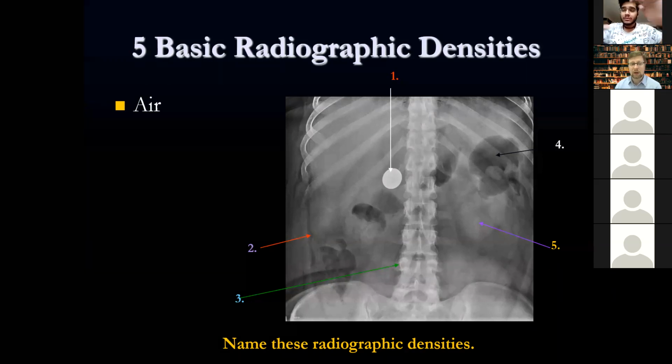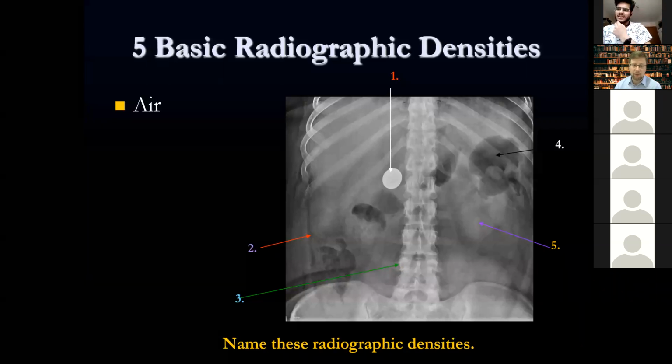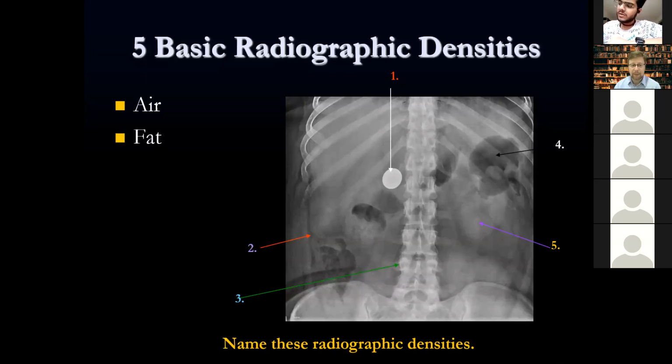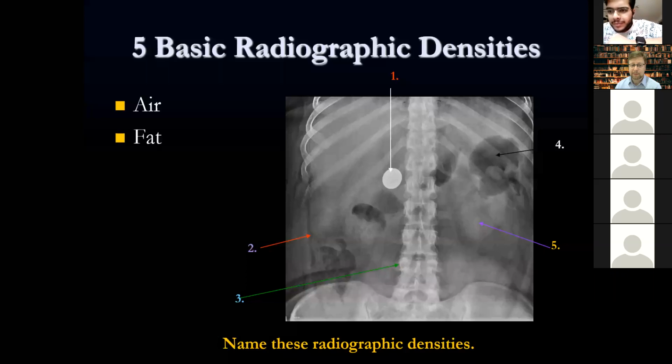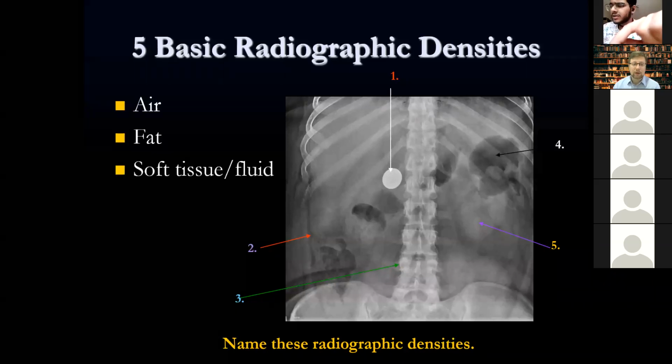So you can see the first variant, it's air. Please tell me the number on the image. Number 4, we already discussed it. Okay, that's correct. Fat. Number 2, probably number 2. Yeah. Soft tissue, fluid.